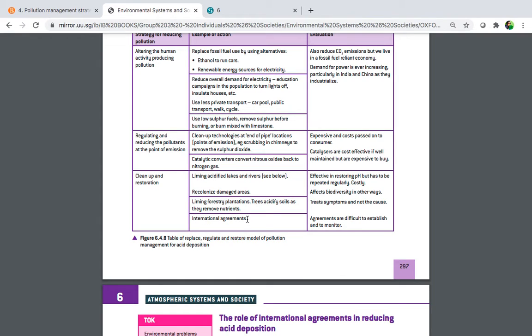International agreements. That is one very important thing that we're going to talk about in class. International agreements to avoid this.